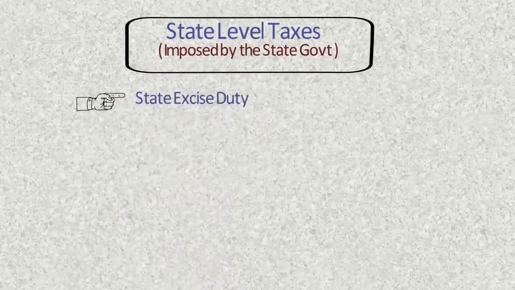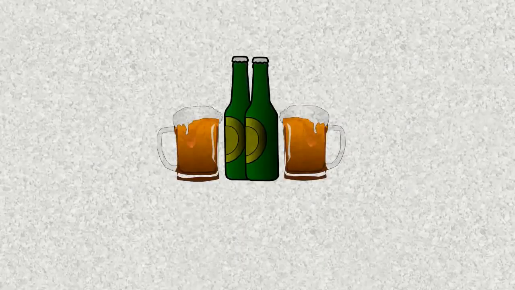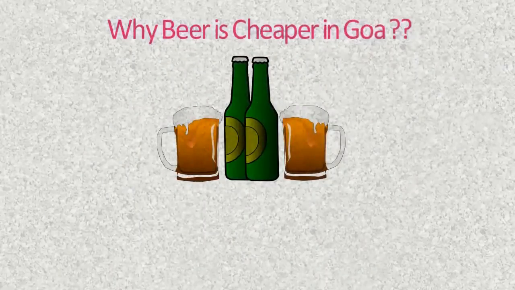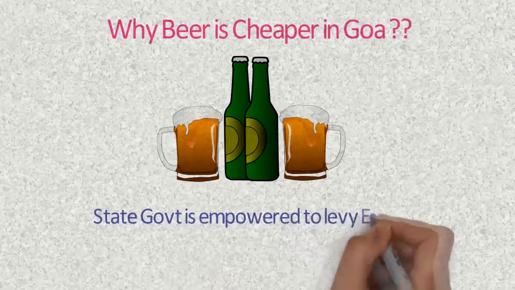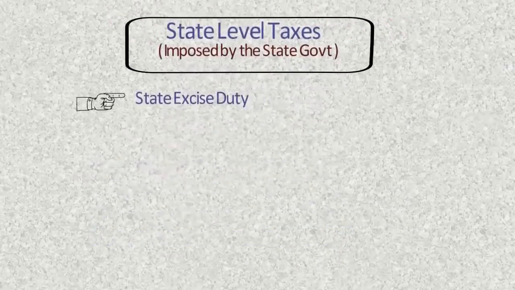State excise duty. Have you ever wondered why alcoholic products like beer and liquor prices are different in different states? As we all know, alcoholic products are cheapest in Goa. It is because of state level excise duty. We have already discussed that excise duty is a tax on manufacturing of the goods. State government is empowered to impose excise duty on liquor only. The rate of state level excise varies from state to state, and it is lowest in Goa.